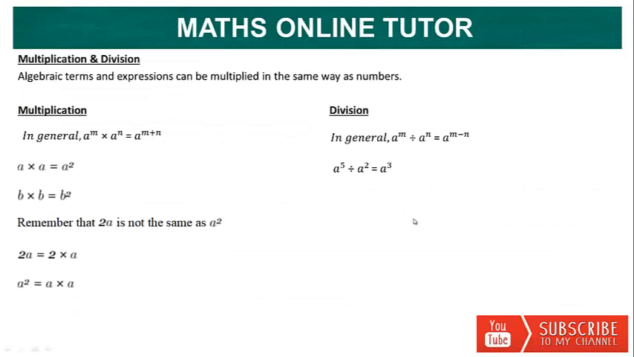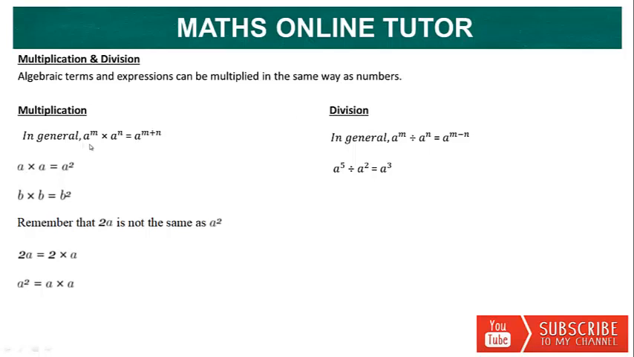Okay, let's now try multiplication and division. Algebraic terms and expressions can be multiplied in the same way as numbers. However, when we multiply the same letters, we can follow the index rules. There are two main index rules for multiplication and division.